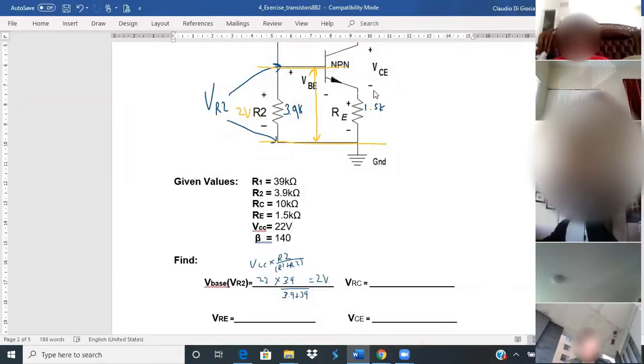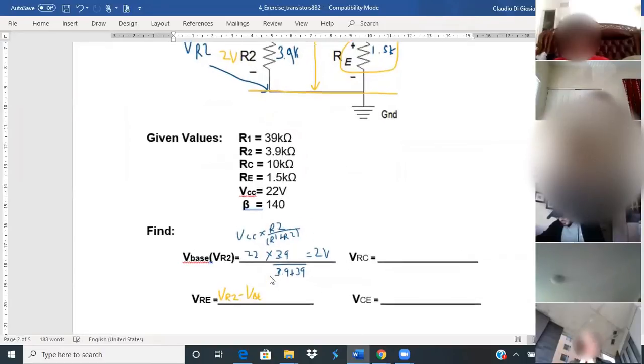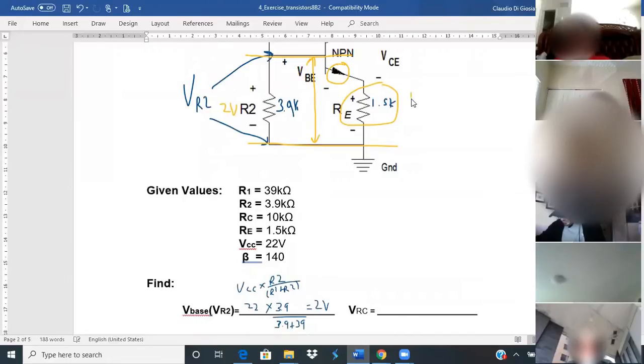So to get the voltage across RE, all we have to do is subtract this VBE, which is 0.7 volts. So VRE is VR2 minus VBE. So VR2 is 2 volts minus 0.7 is equal to 1.3. So the voltage here between these two terminals, the top and bottom of the resistor, is 1.3 volts.